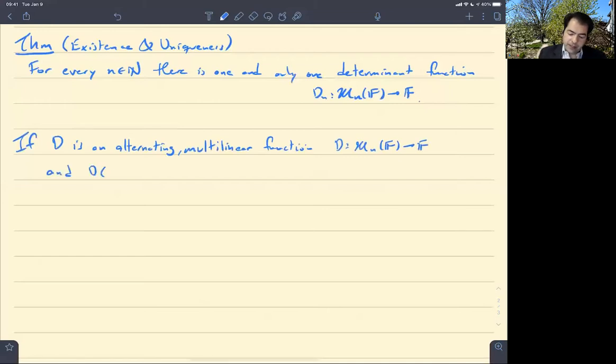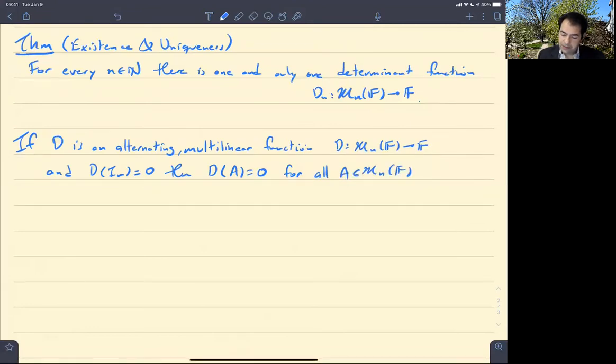So first, if D sends the identity matrix to 0, then D is just identically 0. It's the 0 function. It assigns 0 to all n by n matrices. Okay, so why is this true? Well, it is a multilinear function.